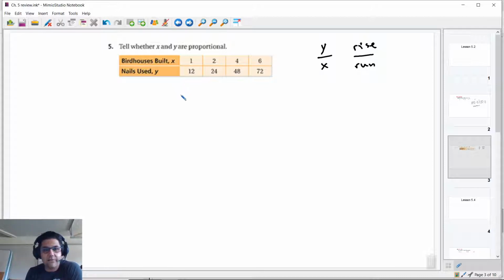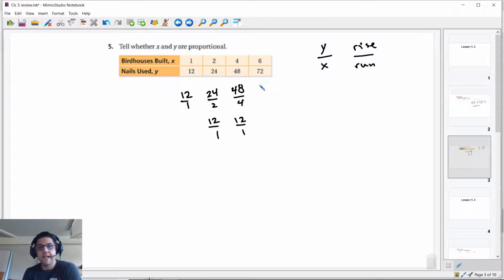that would be 12 over 1, 24 over 2. And if I reduce that, it does become a 12 over 1. So we're good so far because, again, we want to see if they could all become the same fraction, equivalent fractions. All right, this would be 48 divided by 4. And if you divide by 4, that does give you a 12 over 1. We're looking great so far. And the last one, 72 over 6, which also does give you a 12 over 1. Hey, so that means all 4 come out to equivalent fractions. So therefore, this scenario is proportional.